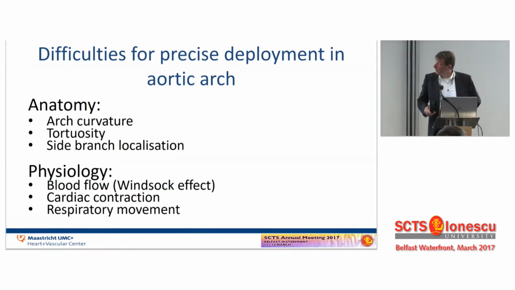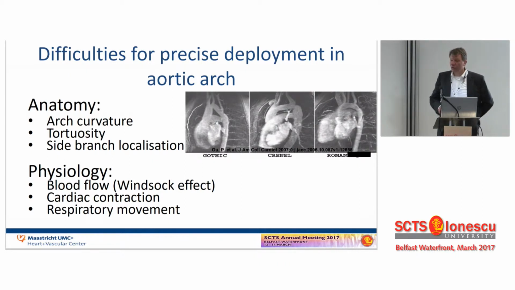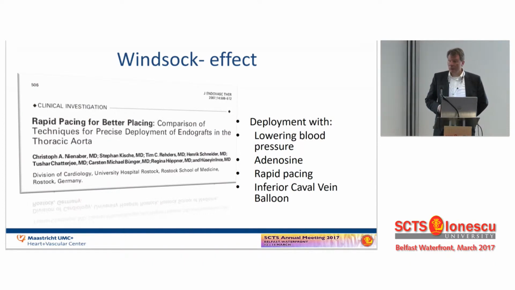If you look at stenting in the arch, this precise deployment of the stent graft is difficult because of anatomy and physiology. In the anatomy, of course, we have the aortic arch, which can vary in form. Tortuosity, side branch location can be difficult, even to do a right angio to project the side branches. If you look at physiology, you have three things. Of course, the windsock effect of the half-open stent graft and the positive flow of the blood. We have all kinds of tricks to compensate for that, and in this report, especially the rapid pacing is looked at and found the best way to do this.